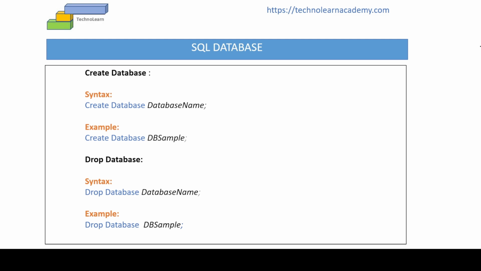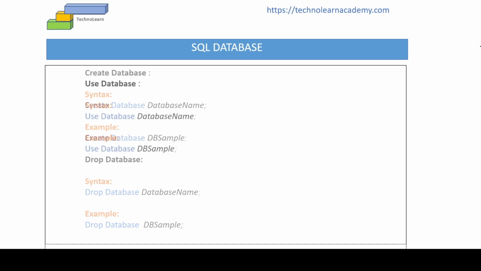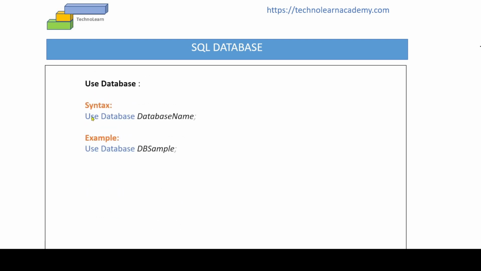In this lecture, we are going to discuss how we can create, drop, and use the SQL database. In order to create a new database, we will write the command create database and the database name. If we want to drop the database, then we can write drop database and the database name. And to use the database, we will have to write use database and the database name. Let's understand this in practice.